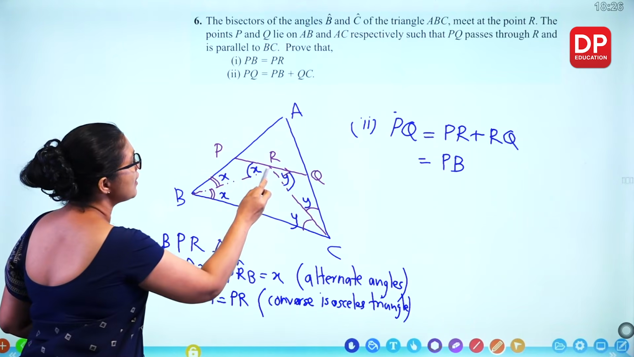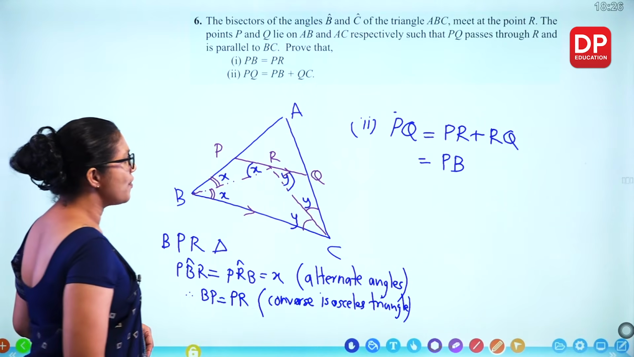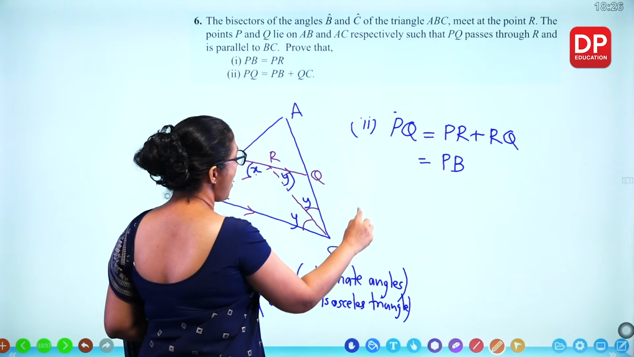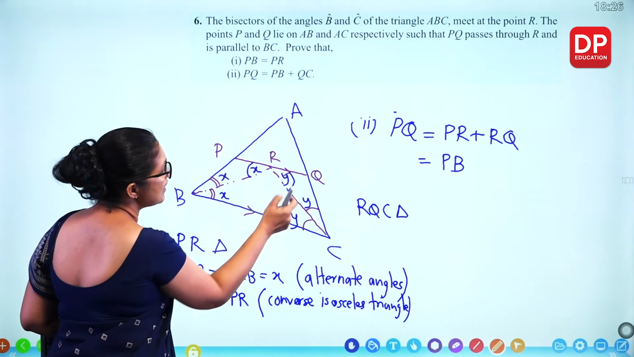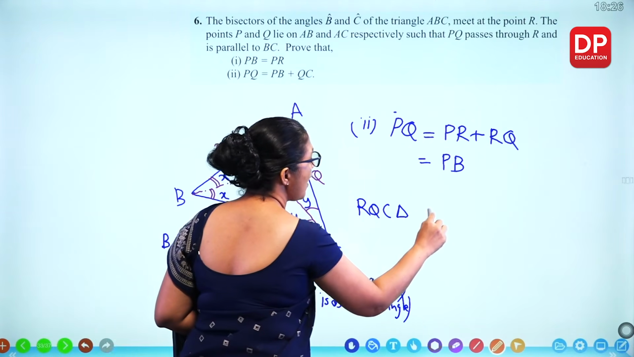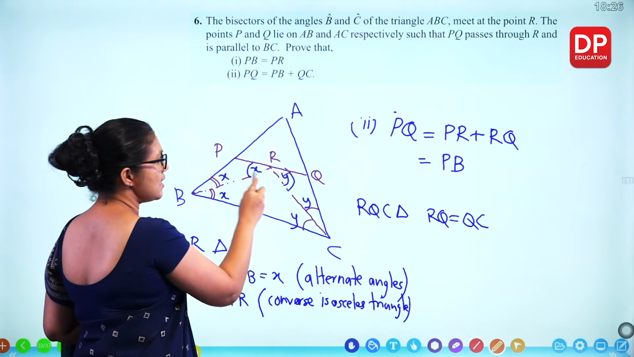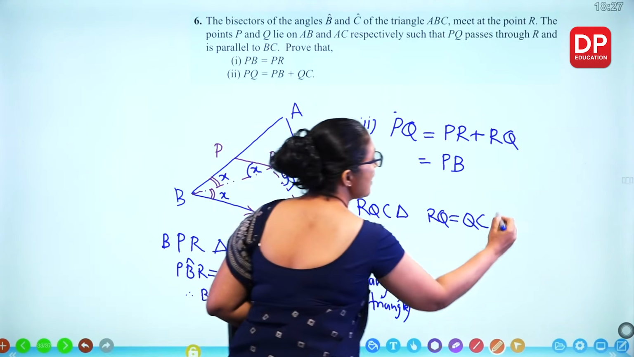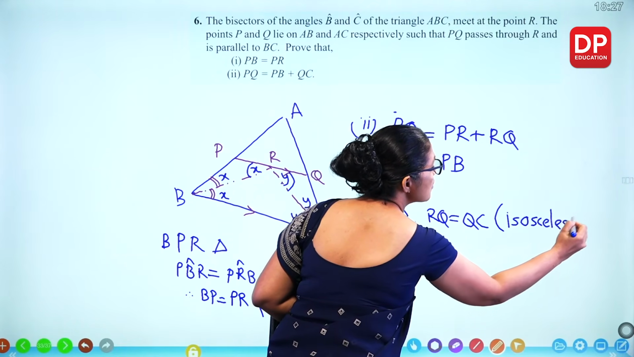Now here, what can we say? Now in this triangle also we can show that. So here we have to take RQC triangle separately and show that RQ is same as QC. Why? This is also an isosceles triangle and these two angles are equal. So we can write this is an isosceles triangle.